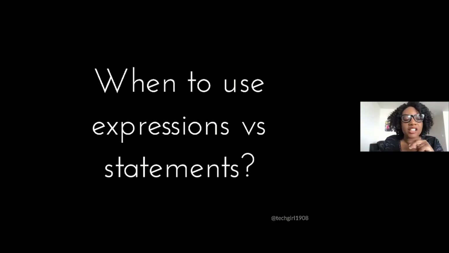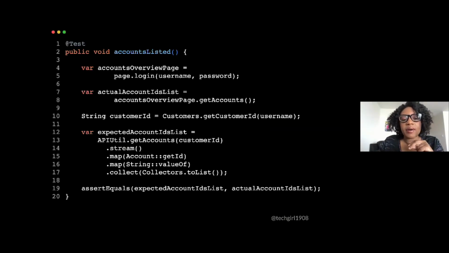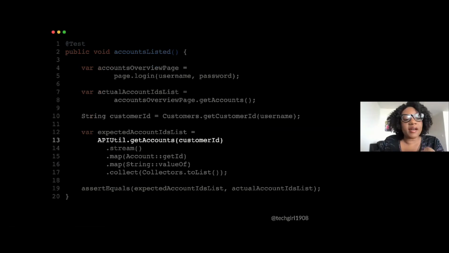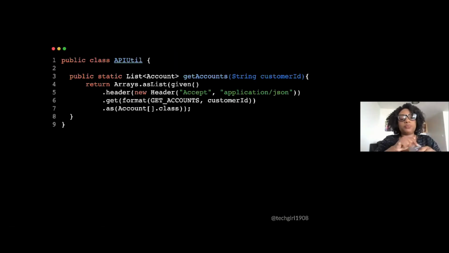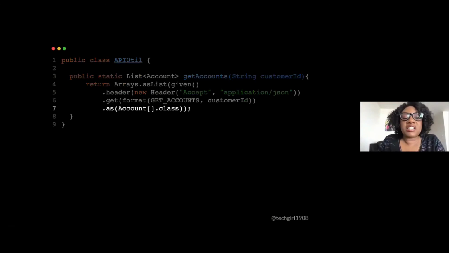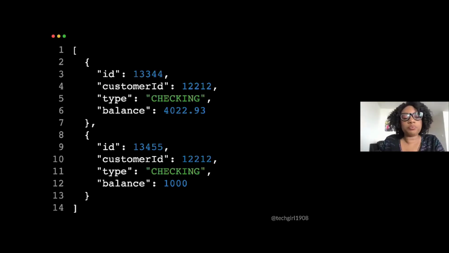All right, let's go back to our test now. And we're going to go inside of this get accounts method, which is an API call. So this method is making a get call to get all of the accounts for the specified customer. It's then deserializing the response into an array of account objects. And let's look at the response for this call.